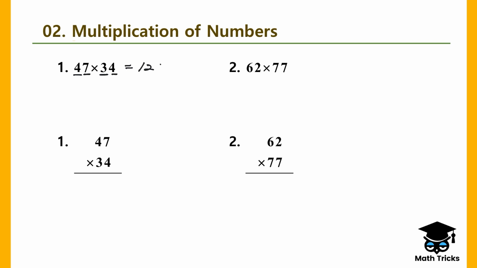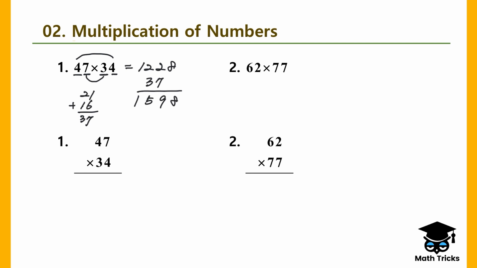Then this number times this number, 7 times 4, 28. Next, inside the two numbers, 7 times 3, 21. Outside two numbers, 4 times 4, 16. So the sum of these two numbers is 37. Write 37 in the middle position right here and add the numbers. 8, 9, 5, 1. So 47 times 34 is 1598.